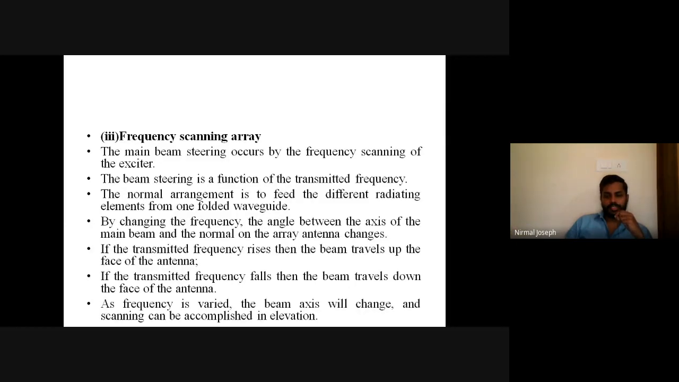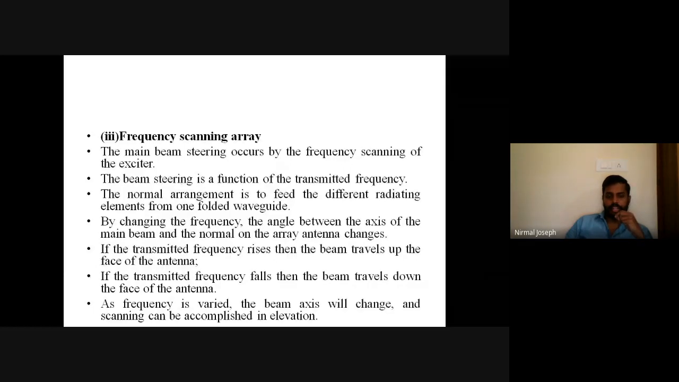By changing the frequency, the angle between the axis of the main beam and the normal of the array antenna changes. That's how the beam steering occurs here. The angle is going to change since it is radiated from a folded waveguide.